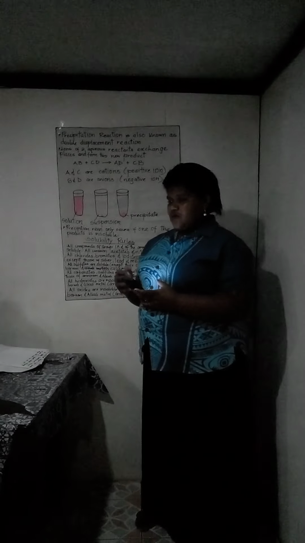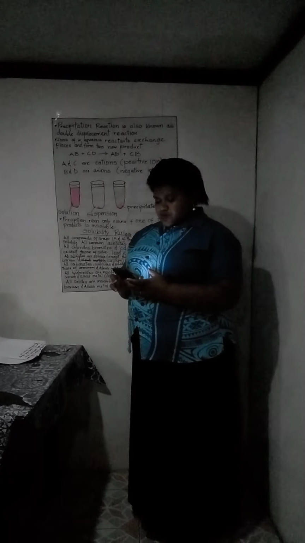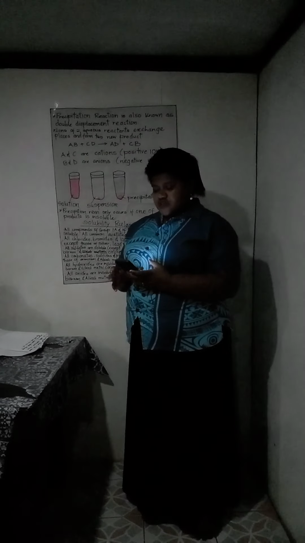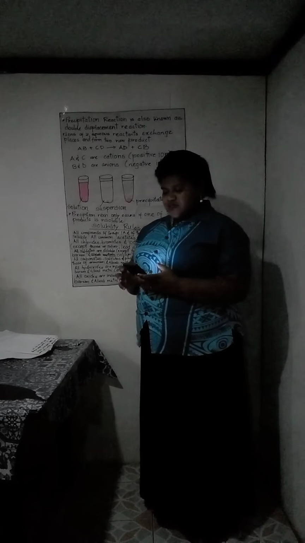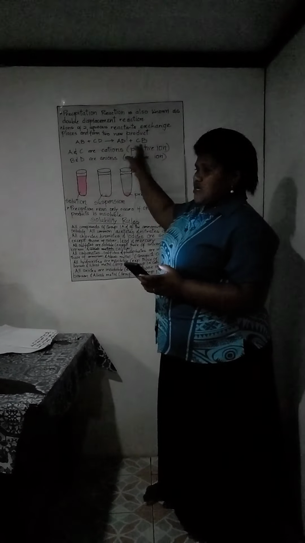This product is formed as a precipitate, which is insoluble in aqueous solution. Precipitation reactions are known as ionic reactions since the ions actively take part in the reaction and form the product. This is the product.